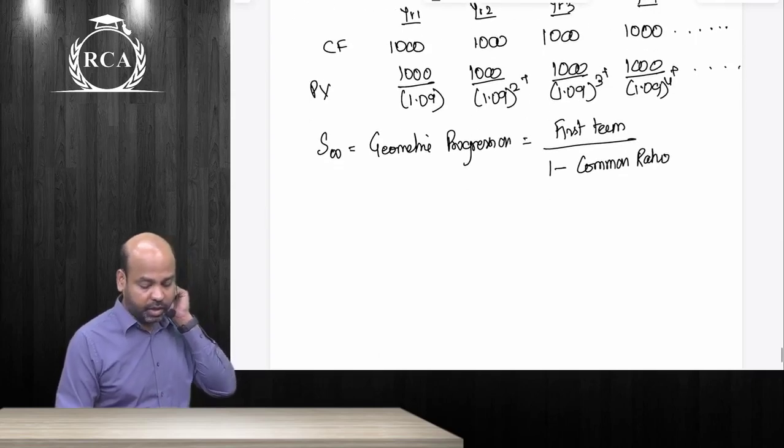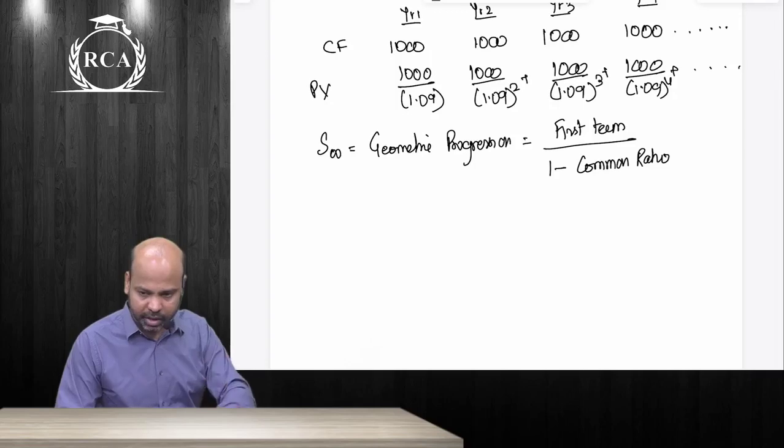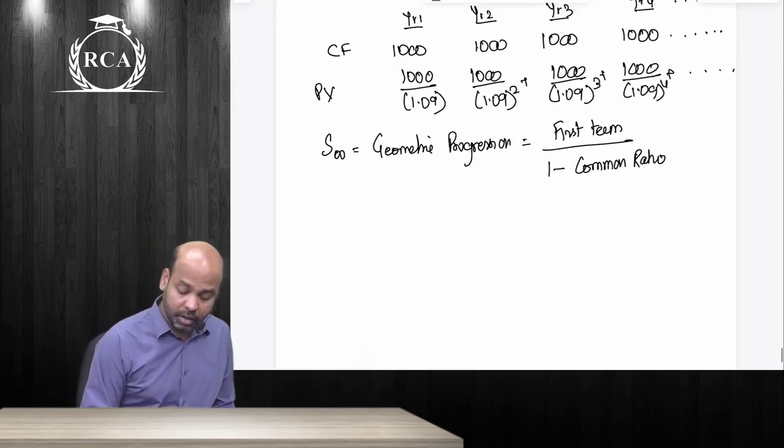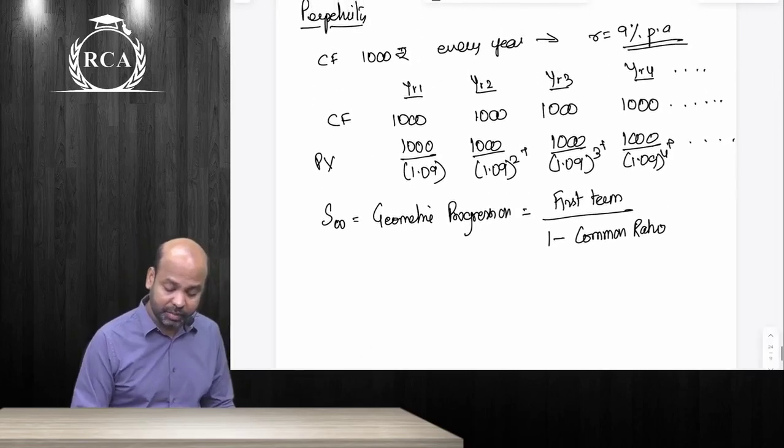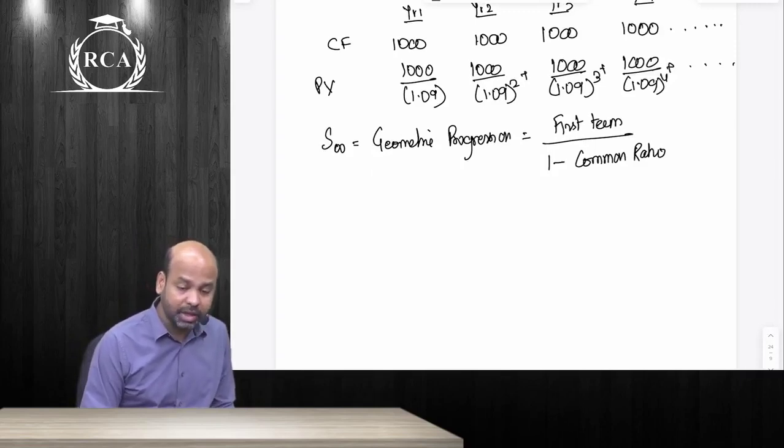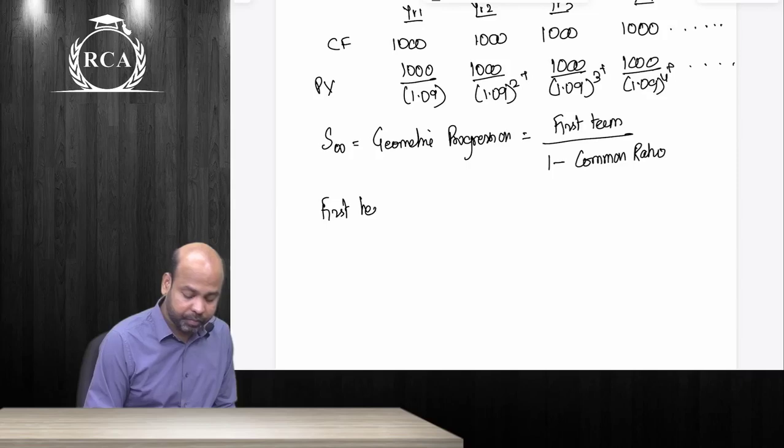All of this was there in your foundation. Formula koi nahi puchega beta derivation. It is only for your understanding. If you know how the formulas are derived as such, it becomes easier when the questions are way too complex. सो यहां पे बेटा फर्स्ट टर्म क्या है 1000 divided by 1.09. What is your common ratio?